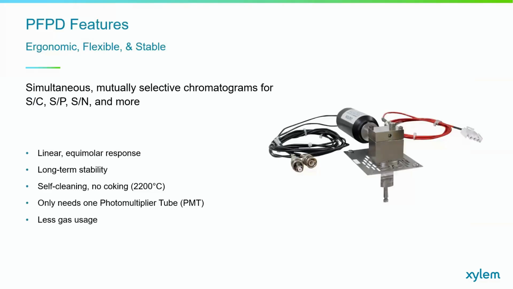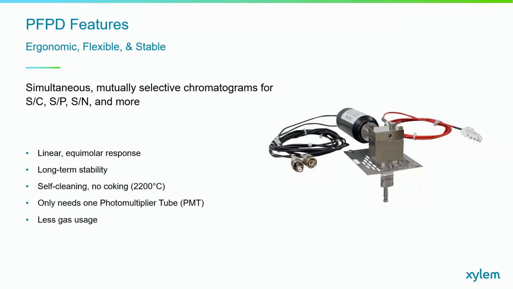So it provides some distinct advantages over static FPD, including a 10 times increase in selectivity for sulfur specifically, and a 10 times increase in sensitivity. It features a linear equimolar response. This makes calibrations easier and provides the ability to quantify the concentration of sulfur in an unknown peak.